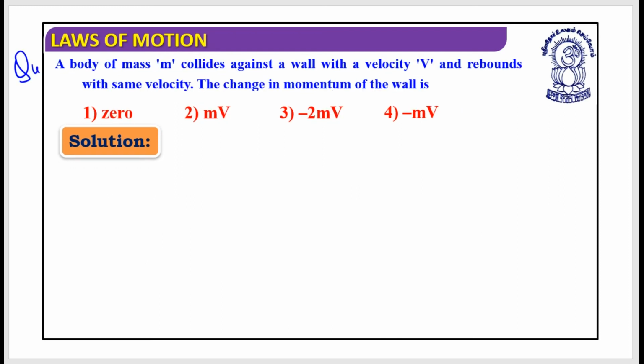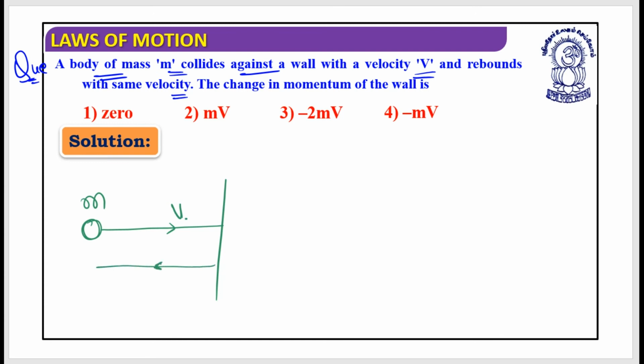It says that a body of mass m collides against a wall with a velocity v and rebounds with the same velocity. What do you need to find out? You need to find out the change in momentum of the wall. How should I do this? So let's have a wall, and this is a body having mass m, going in this direction, colliding with the wall with speed v, and it is going to rebound. As it is going to rebound on the same path, I am just drawing it in the downward direction, so that you will have a feel that this is the incoming, this is the outgoing.